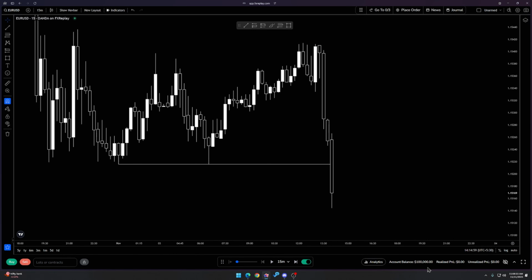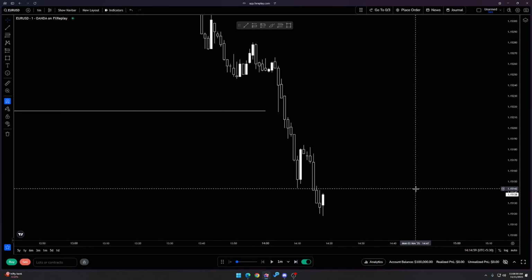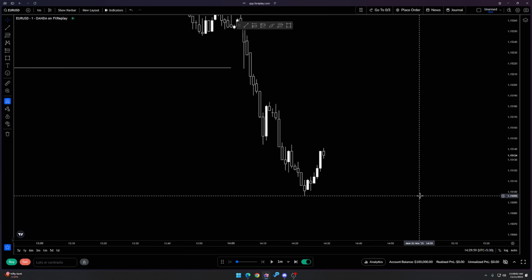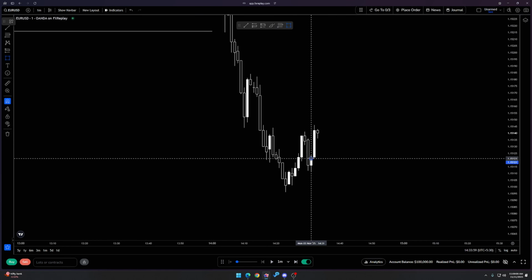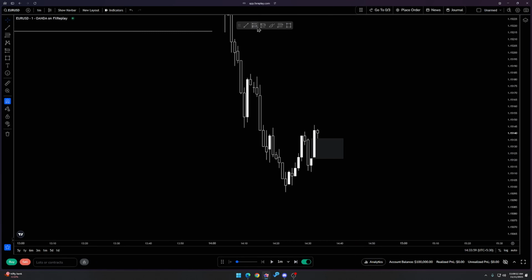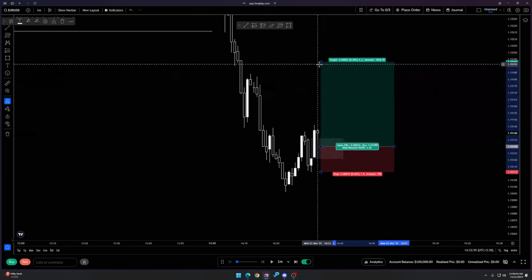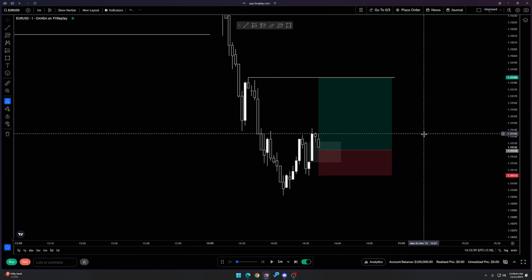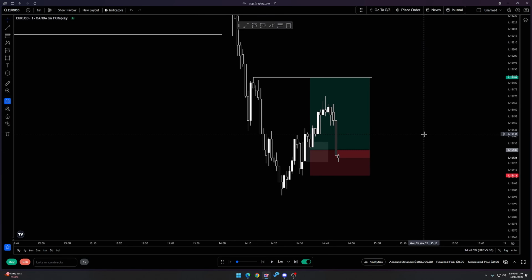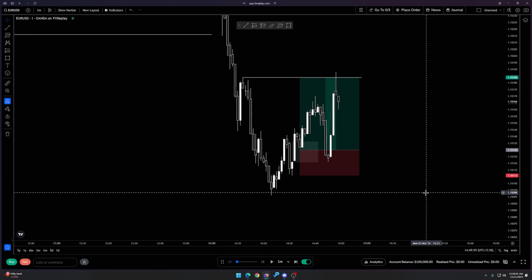Here we have a 15-minute sell-side liquidity sweep. After that, we'll drop down to the 1-minute time frame and look for a fair value gap. Now we can see a clear fair value gap, so we'll mark it out and place our long position at the consequent encroachment of the gap. Our stop loss goes below the recent low, and our target will be the recent highs. Price triggers our order and quickly hits our target. Clean and simple.